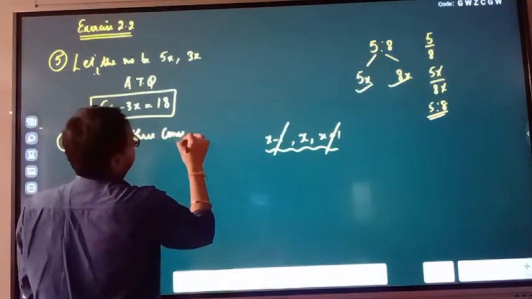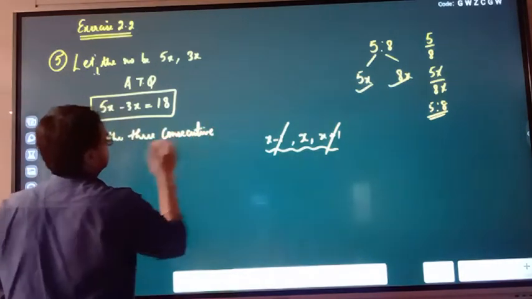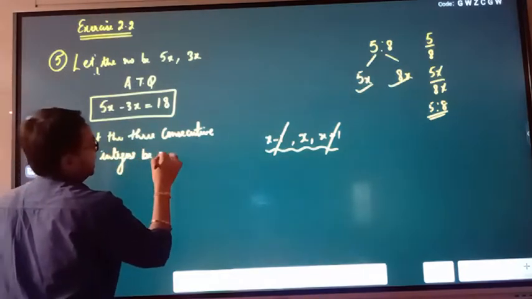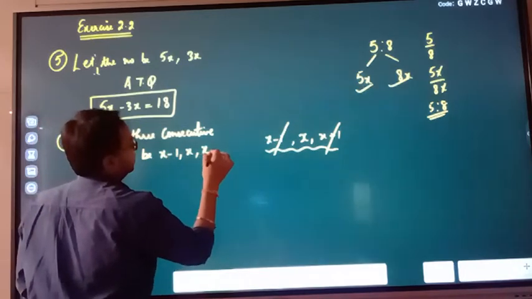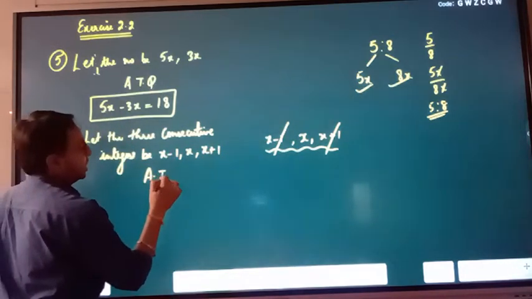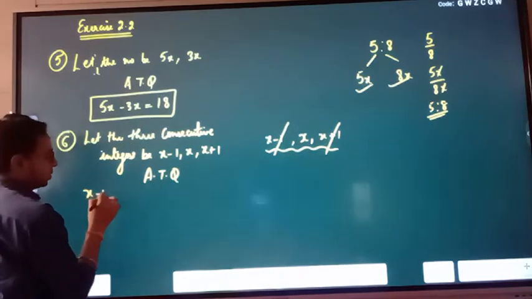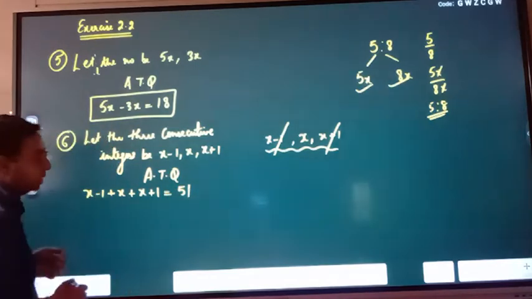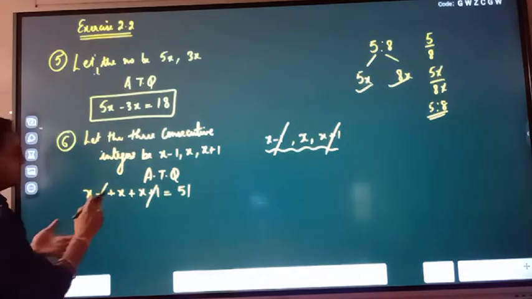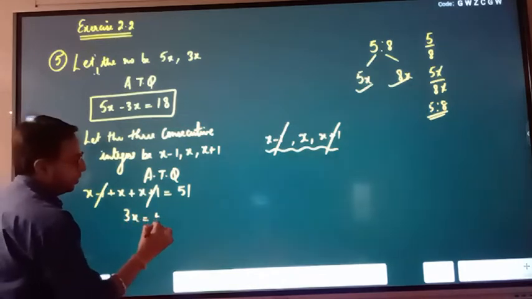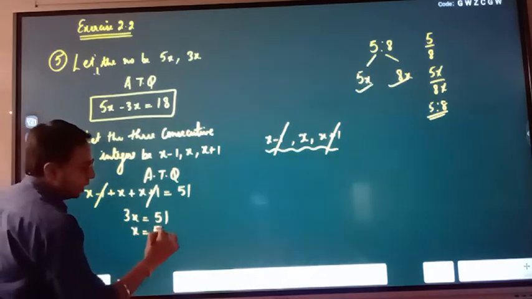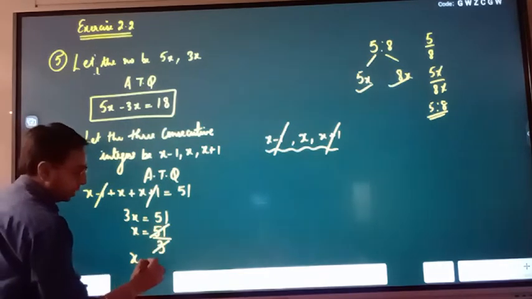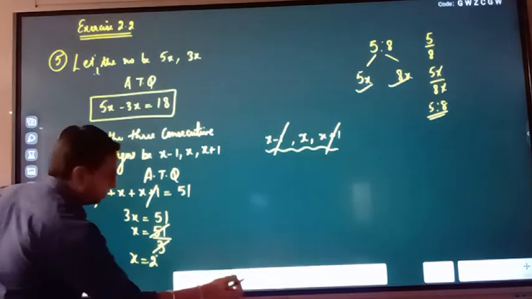They are integers. So let the 3 consecutive integers be x minus 1, x, x plus 1. Now according to the question, they add up: x minus 1 plus x plus x plus 1 is equal to 51. Clear? Plus 1 minus 1 cancel, 3x is equal to 51. Here, by the transposition method, x is equal to 17. Sorry.